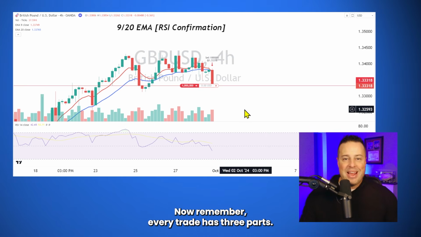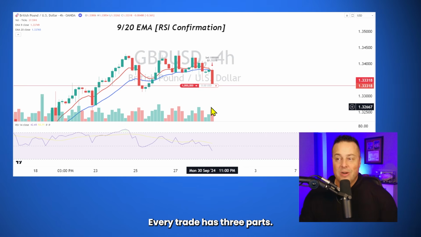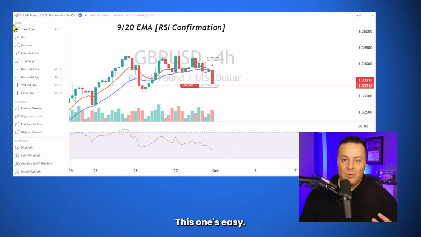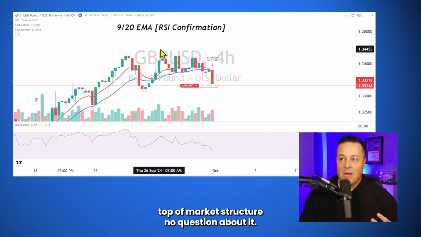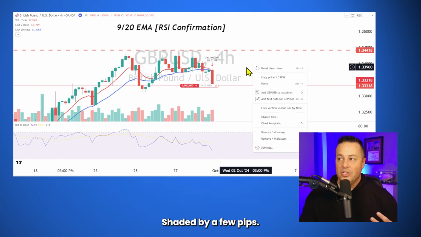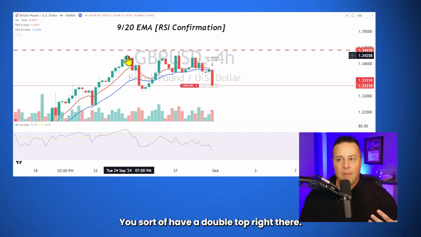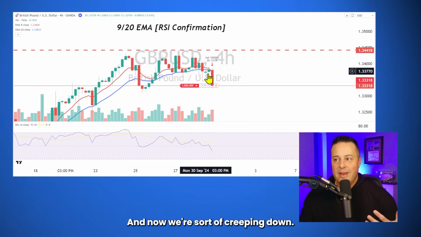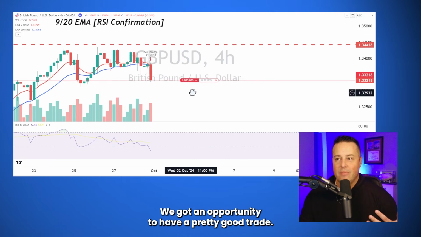Now remember, every trade has 3 parts. Where's our stop loss going to be? This one's easy. It really is. Top of market structure, no question about it. Shade it by a few pips. You sort of have a double top right there. We were in overbought territory, and now we're sort of creeping down. We got an opportunity to have a pretty good trade.